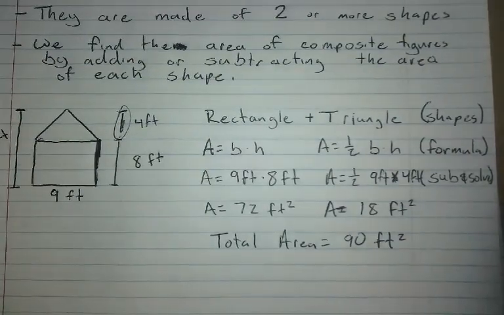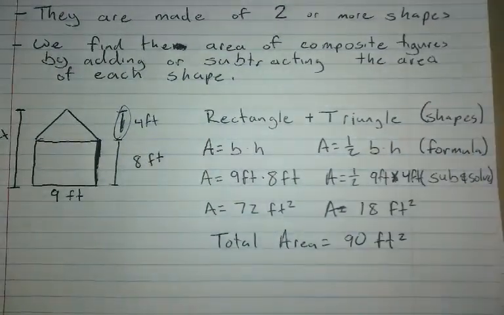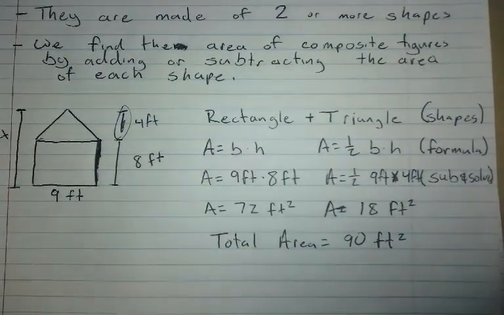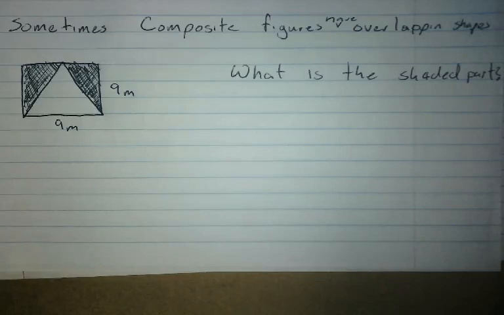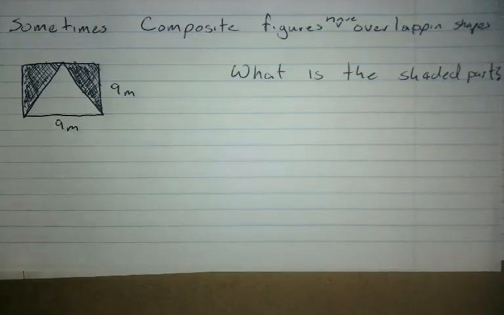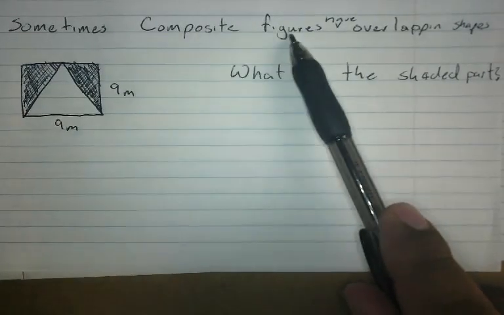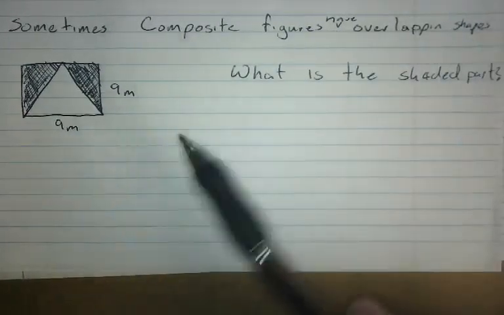All right, so now that's when we're combining two shapes. But sometimes when we have composite figures, we can take out a shape. So let's go ahead and look at an example like that. Let me go ahead and get a new piece of paper and start off again. All right, so here's the new problem. So when I'm thinking about these kind of shapes, I'm going to remember sometimes composite figures have overlapping shapes.